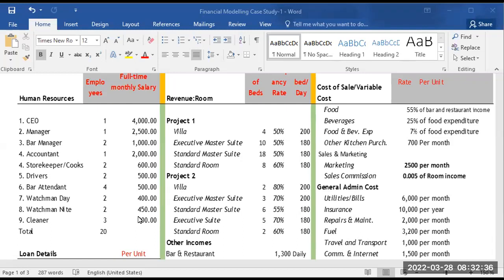I think the cleaner and watchman are taking the least. And these are the numbers. You just have 1 CEO. Manager, you have 1. Bar manager, there are 2. Accountant 1. Storekeeper 2. So if you want to get the total spent on human resources, you multiply the 4,000 by 1, this by 1, 1,000 by 2, 2,000 by 1, 600 by 2, 500 by 2, 500 by 4, and then sum up everything. You get the total spent on human resources.